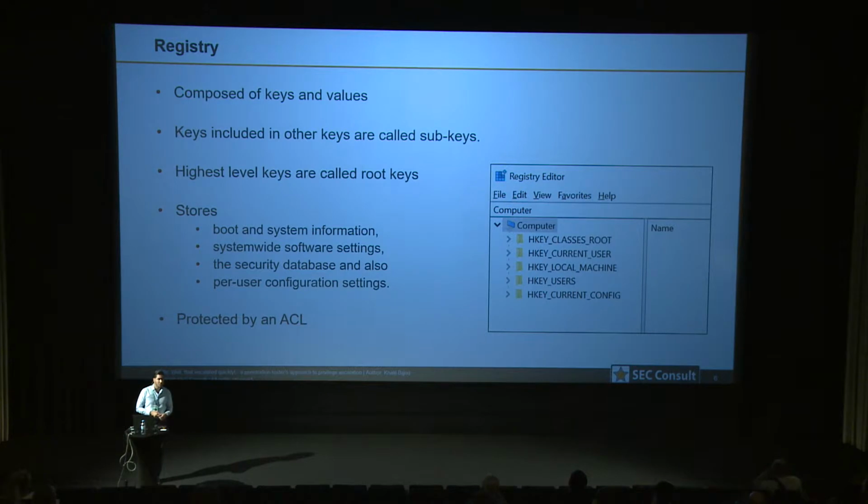The highest level keys are called root keys, and they contain boot and system information. They contain software settings. They contain the security database, like passwords are stored in the registry, and also there are different per user configuration settings. So if you have different users on a system, every user can have his own settings. And the registry itself is protected by an ACL, so every key has an ACL, and some may have wide permissions and some may have very restrictive permissions.